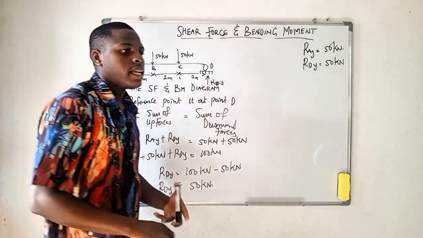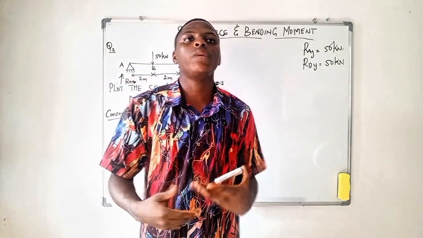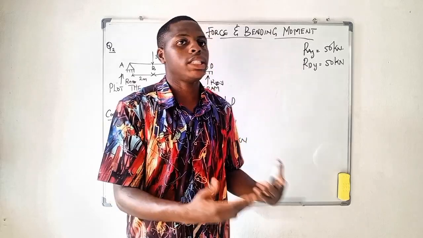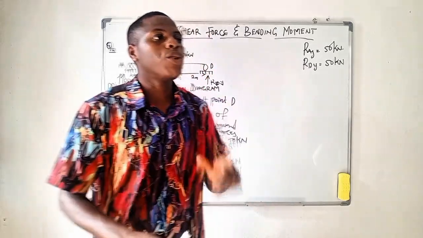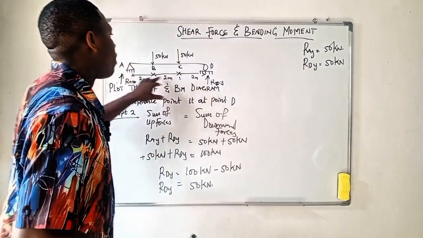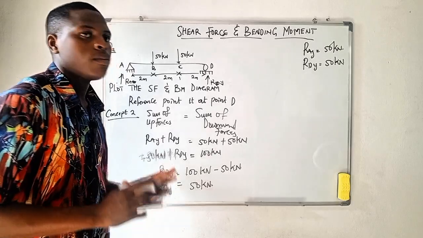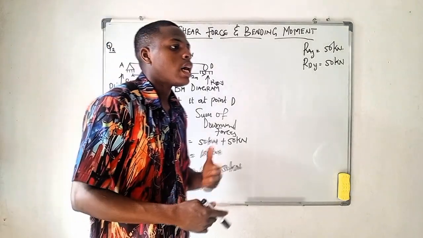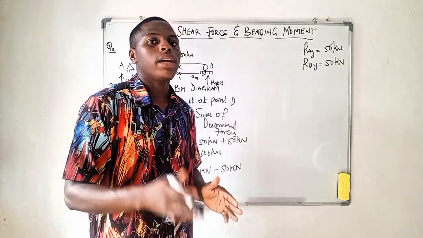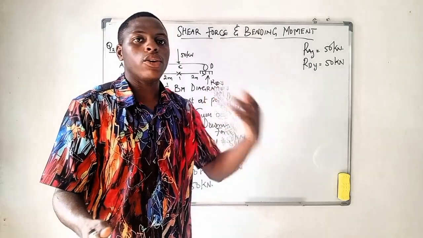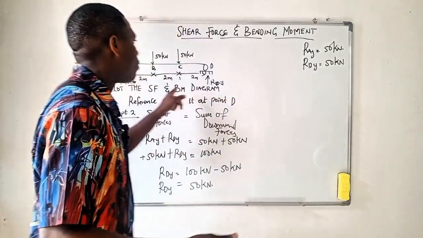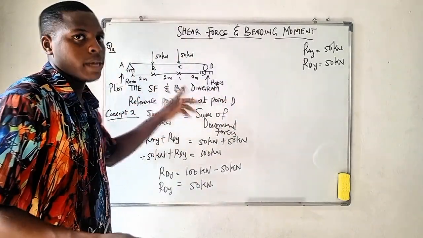What next? The next thing that should come to your mind is how then do we plot the graph for shear force and bending moment. Now, we don't know the values for what we have here. In order to plot the graph, we now do our shear force calculation and our bending moment calculation, in order for us to plot the graph for shear force and bending moment.